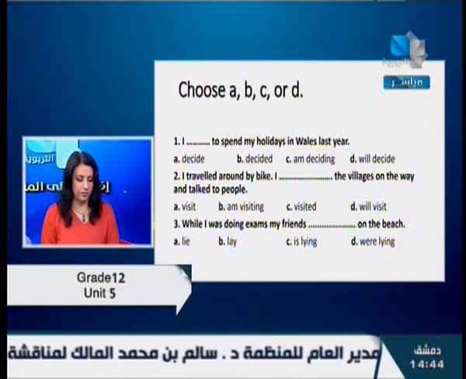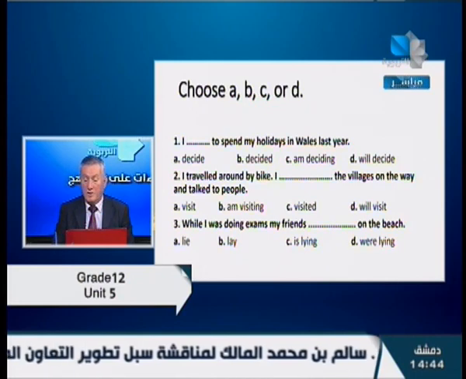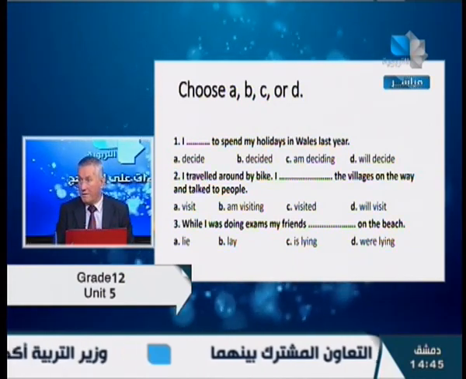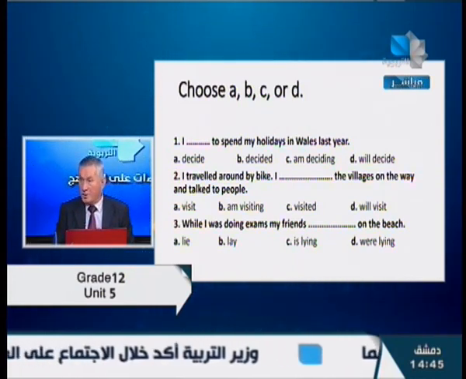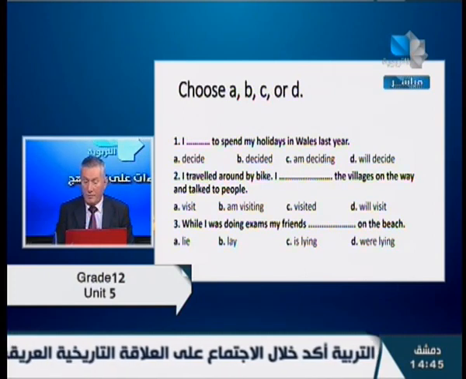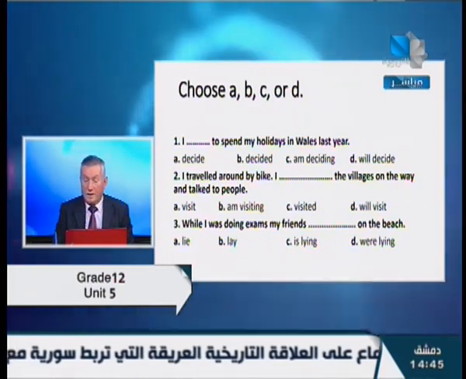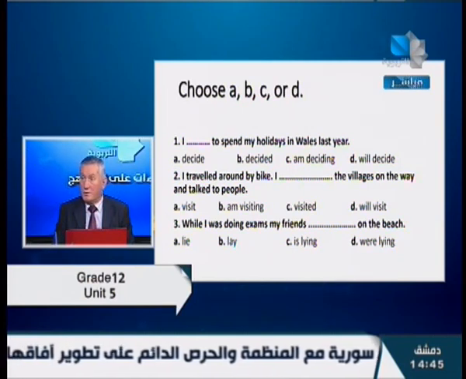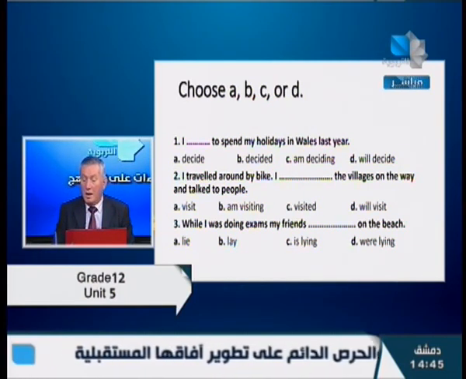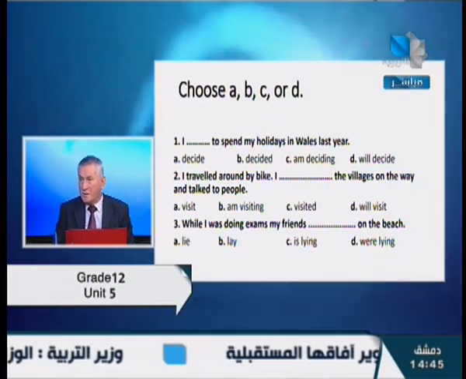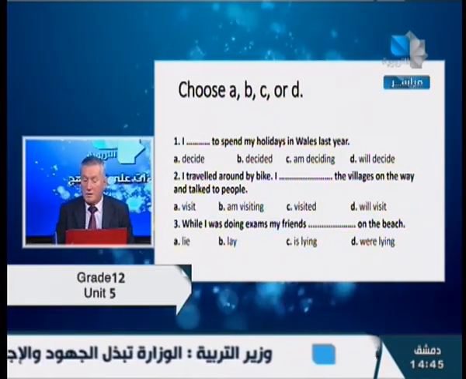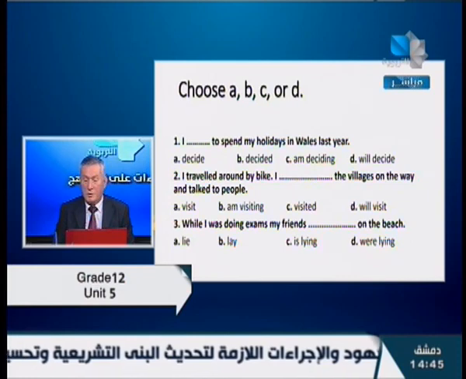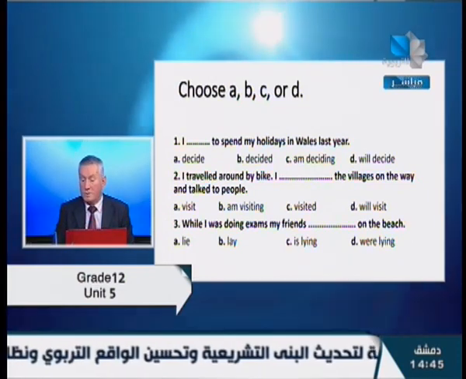We can try every word separately. If I use letter A, I decide, this is always, but it means a fact or a habit. I always do that. But since we have last year, we need to choose something in the past. Decided can go, and it is the correct answer. I am deciding, this is present continuous, and this does not go with last year. And will decide is future, and we're talking about the past. So the only choice accepted is decided. I decided to spend my holidays in Wales last year.